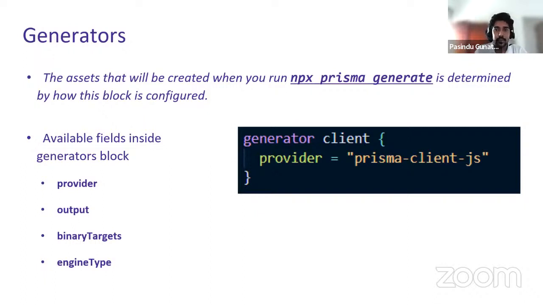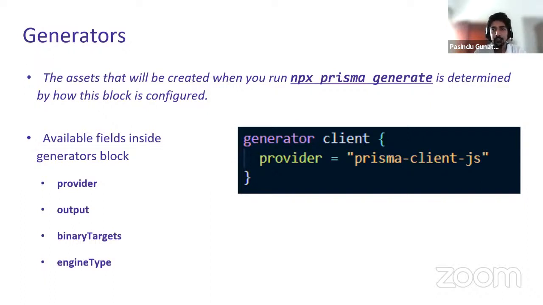So the output directory is used to point to where exactly you need to generate these assets. And the binary targets, that's actually if you need to point this to a whole, like, on the binary level, then this will be utilized.